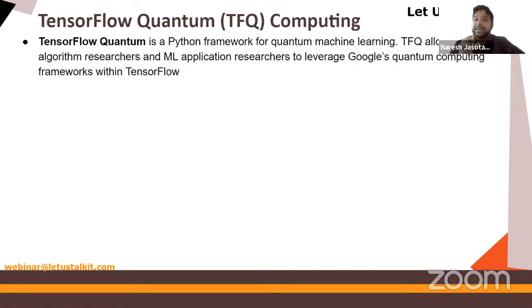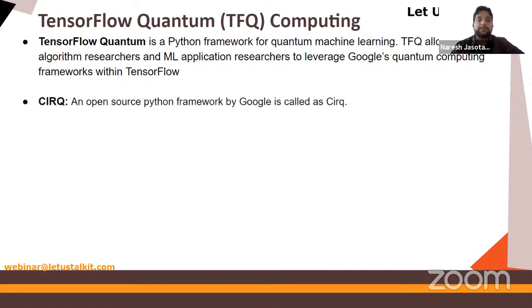TensorFlow Quantum is available for you to use for ML applications and all other applications using Google quantum computers. I'm going to show you how you can access that. Cirq is an open source framework for quantum computing. So in order to do quantum processing, you would use a Python-based framework known as Cirq, C-I-R-Q.